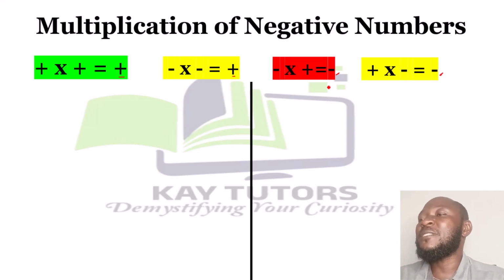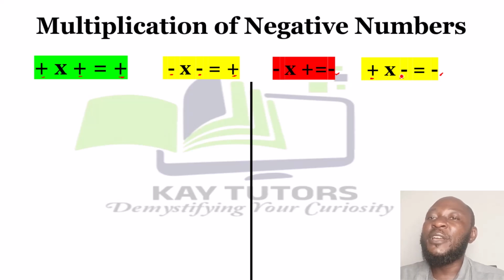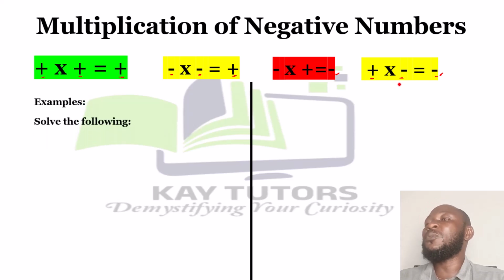Now let me tell you my secret. Whenever I have similar signs multiplying, my answer is always plus. And different signs multiplying, my answer is always negative. So quickly, let us look at some examples involving multiplication of negative numbers.